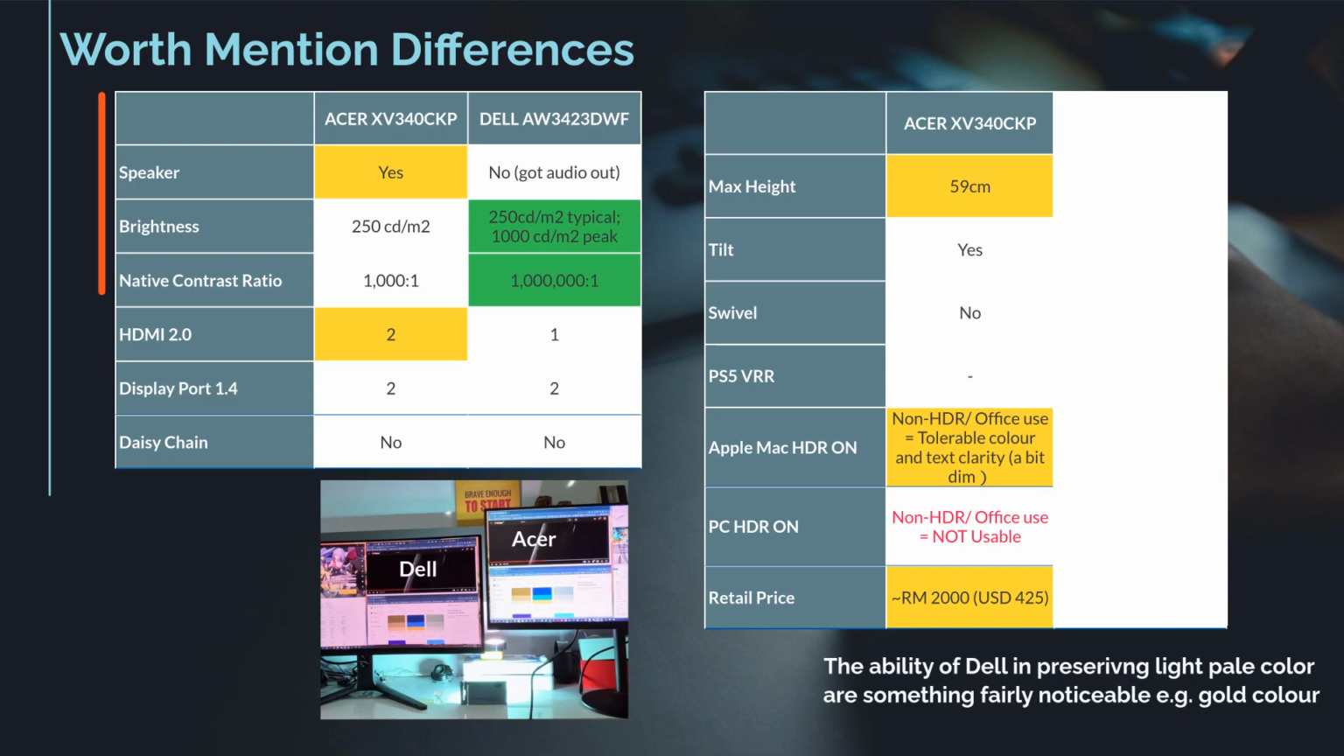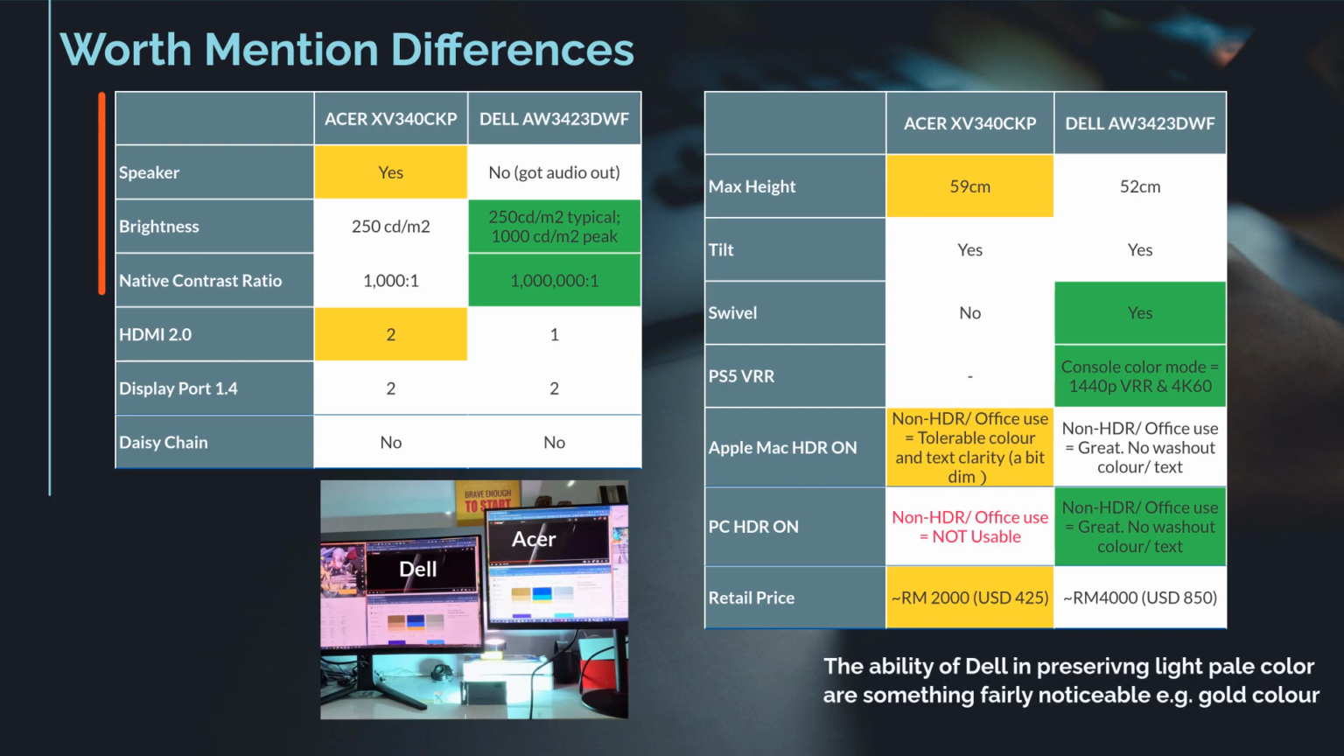The Dell AW3423DWF distinguishes itself with its impressive features, including a peak brightness of 1000 nits and a native contrast ratio of 1,000,000:1. Additionally, it offers the convenience of swivel functionality. The monitor also includes a console preset mode, specifically designed for PS5, offering the option of 1:4 PVRR or 4K 6.0 downscale. Moreover, it supports HDR on both PC and Mac, ensuring fantastic colors and clear text visibility even in HDR mode.